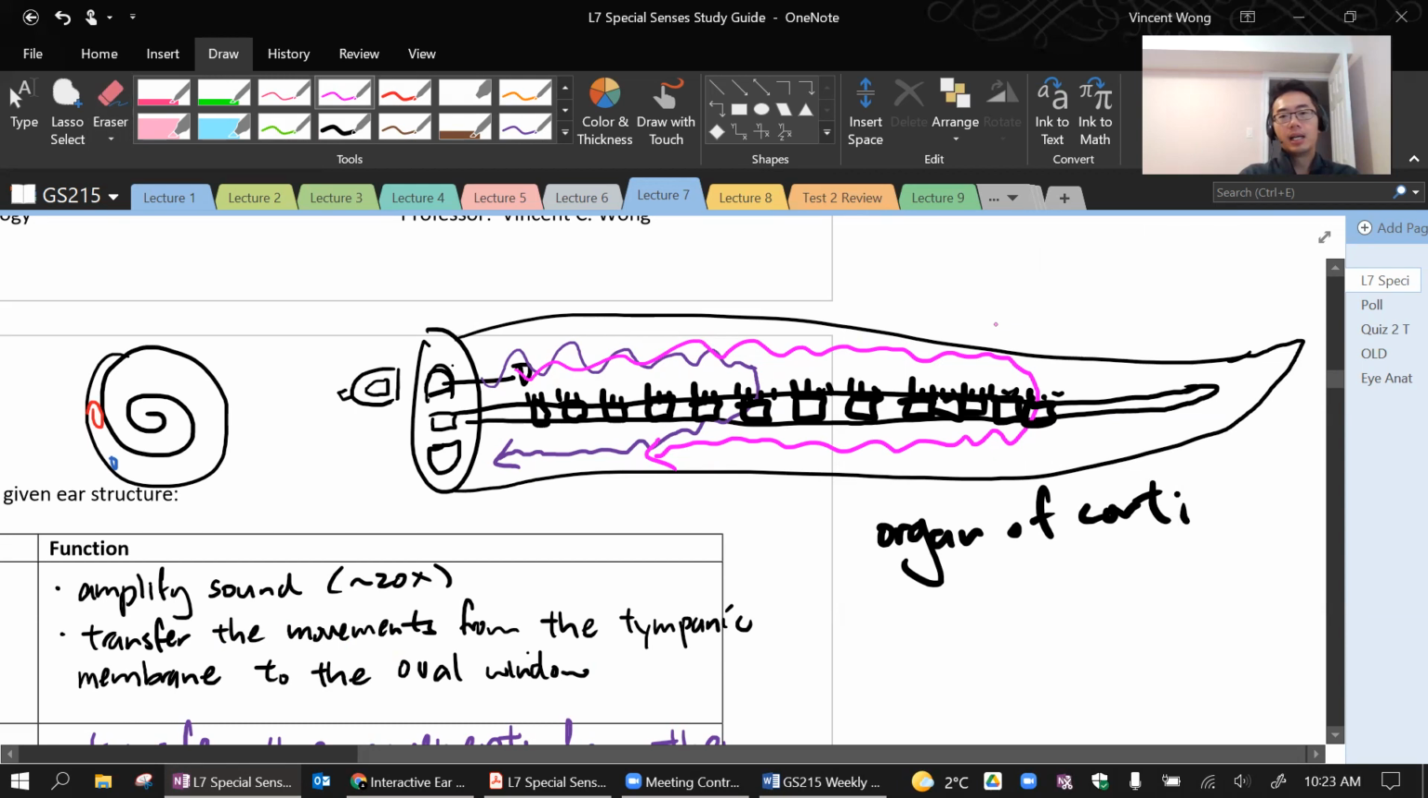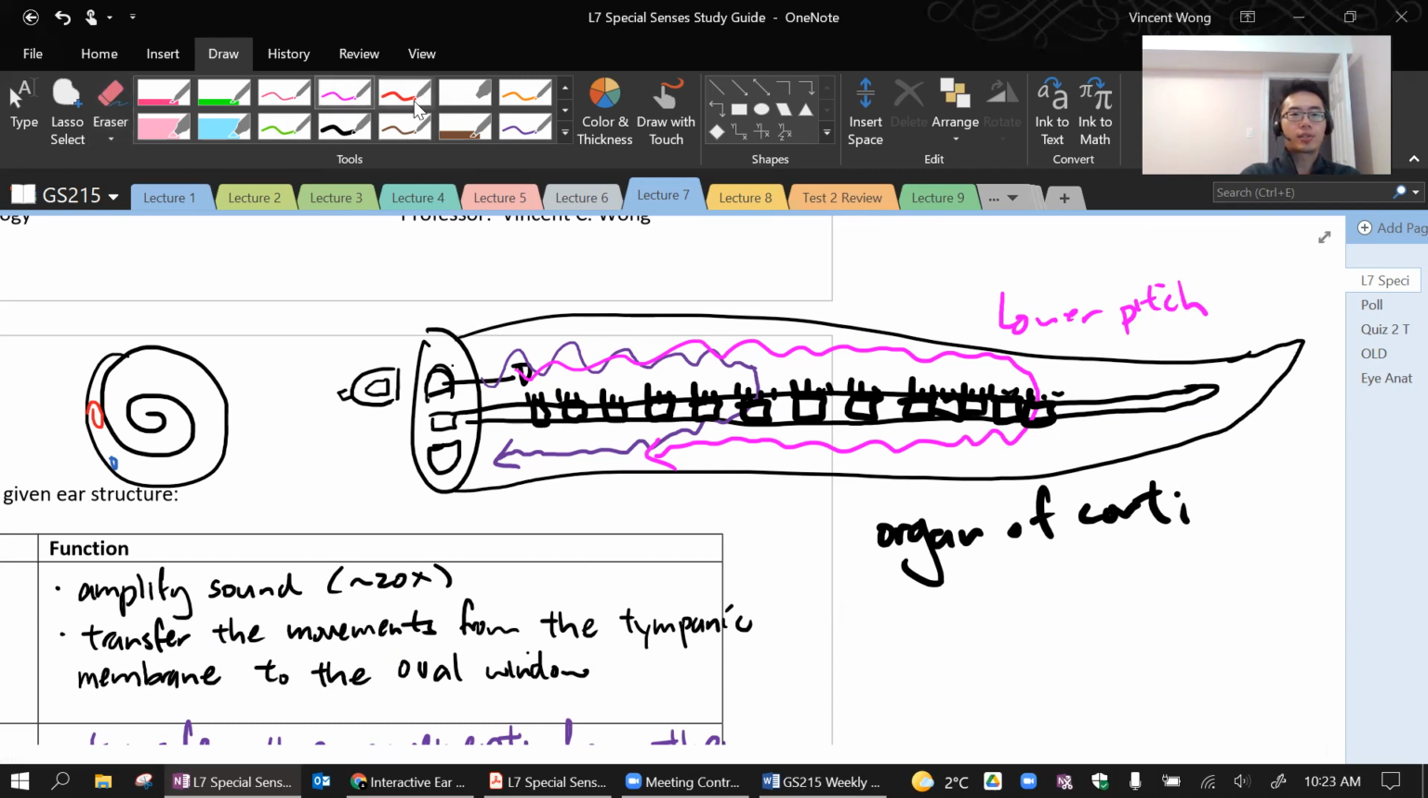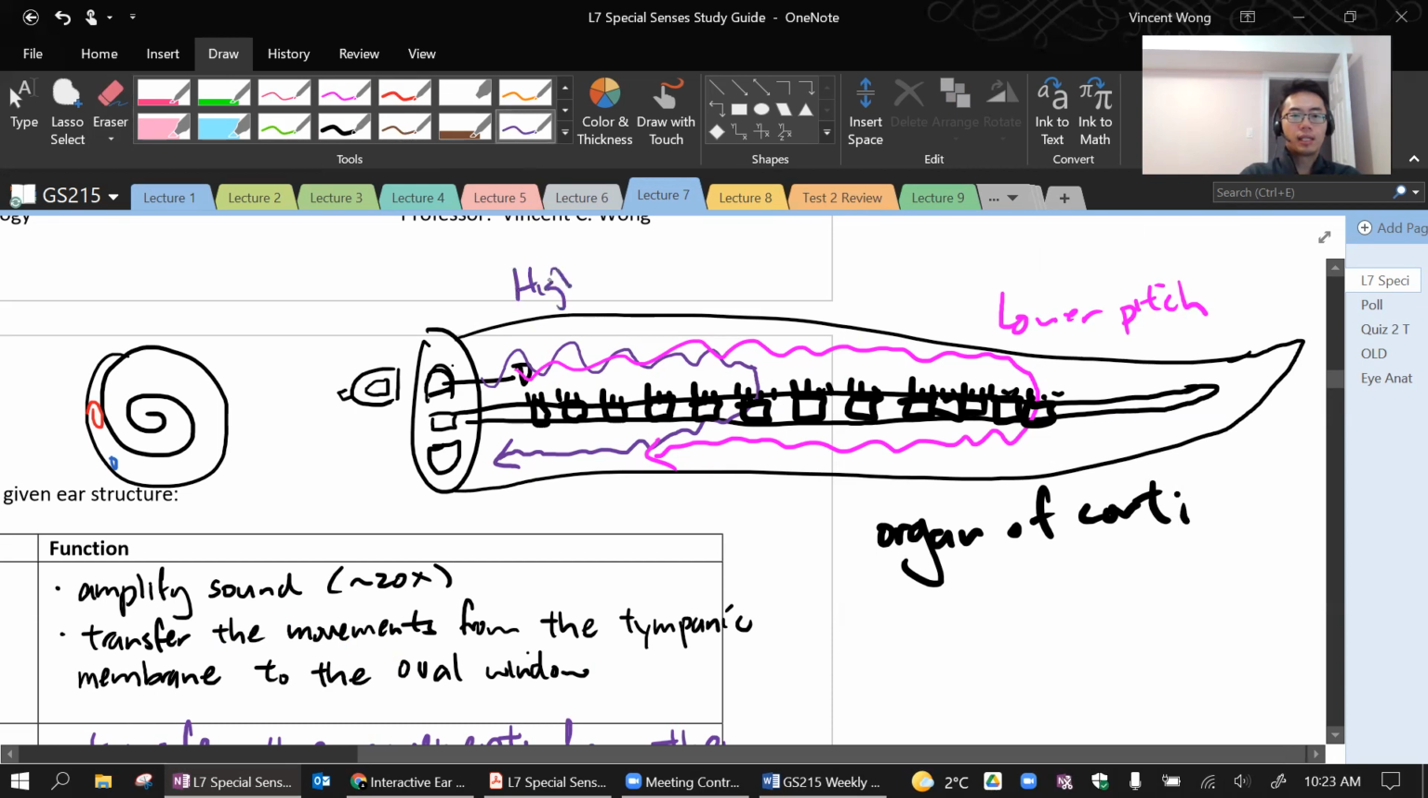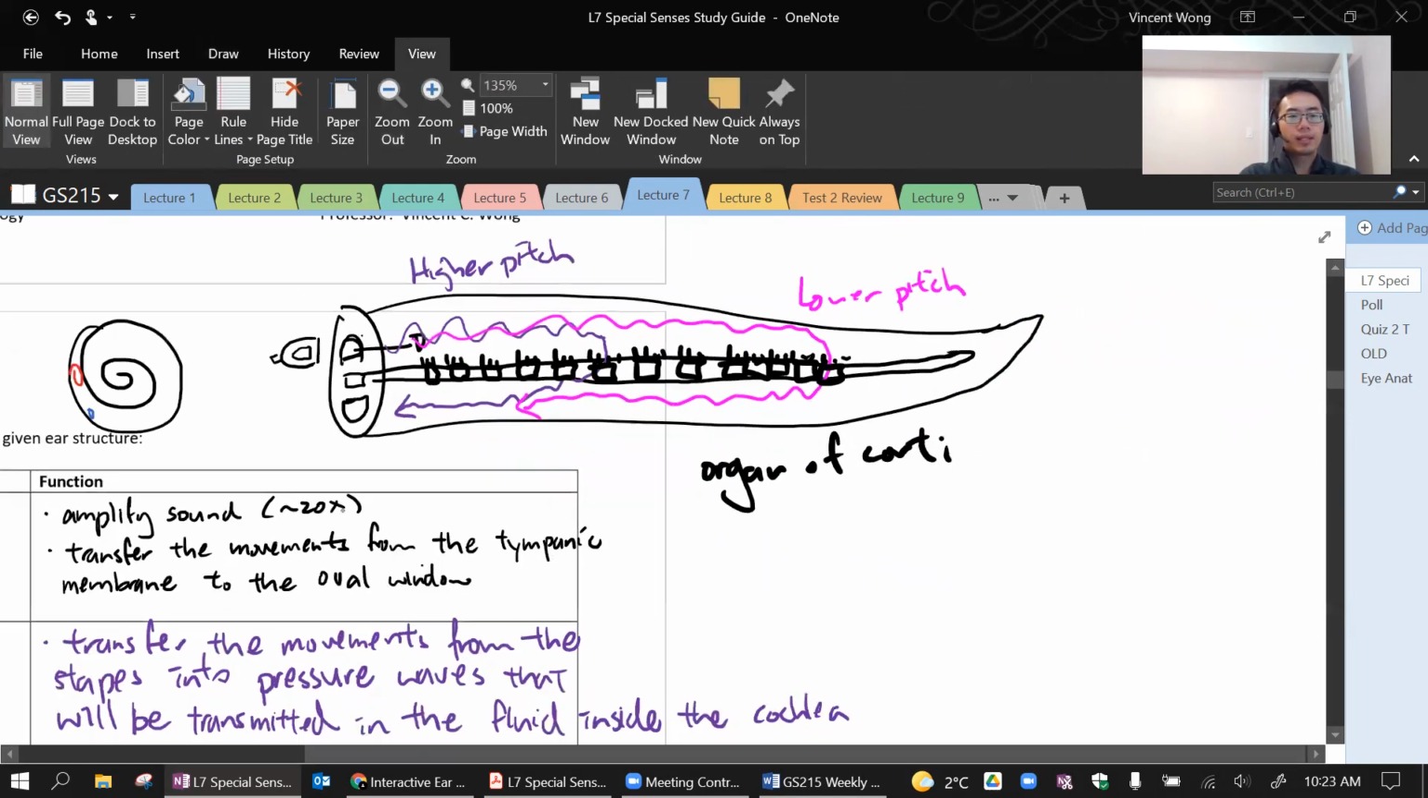Typically speaking, the lower pitch is going to go further in and stimulate these hair cells, and the higher pitch will stimulate the ones that are closer to the ear. That's why as we age, especially if you listen to your headphones a lot, you will damage the hair cells that are closer to the outside. And then when you get old, like in your 40s or 50s, you start to lose the ability to hear high-pitched sound, because these hair cells are all damaged. So that's basically what's going on, all right?